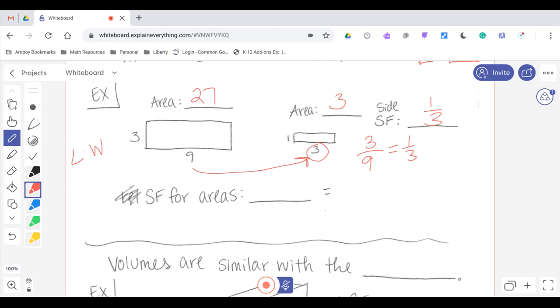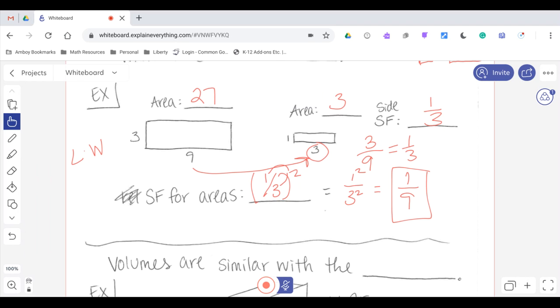So then the scale factor for their areas would be that 1/3 squared, which, remember, if we distribute this exponent of 2, it's going to give us 1 squared over 3 squared, which is 1/9. Okay.